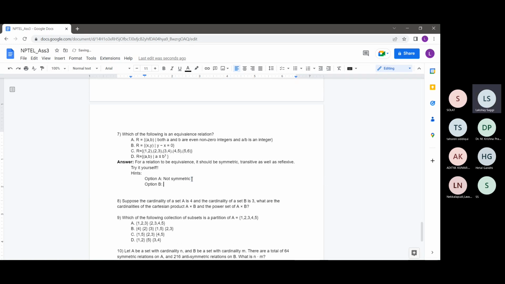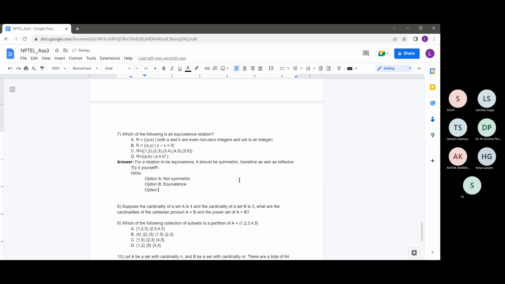Option B is x comma y such that y minus x is 0. This basically means y is equal to x. It is reflexive, as x equals x trivially. It is symmetric, as if y equals x, then x equals y. Similarly, it is transitive, as if x equals y and y equals z, then x also equals z. So it is an equivalence relation.